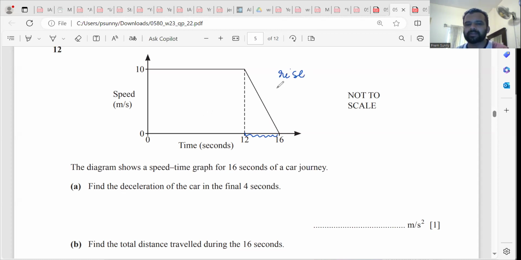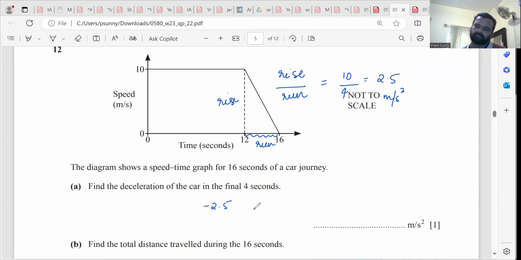For the gradient we can use the rise over run formula. Here, rise is the vertical distance, which we know is 10. And run is the horizontal distance, 16 minus 12, that is 4. So 10 divided by 4 is 2.5 meters per second squared. That is the unit for acceleration or deceleration. So the deceleration will be 2.5. If you want, we can also write minus 2.5, because the velocity is decreasing here.